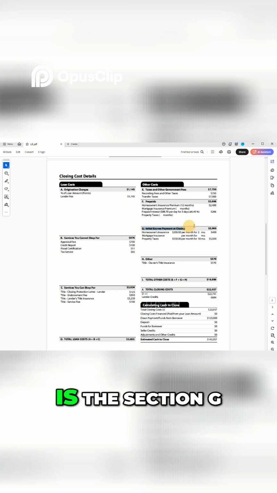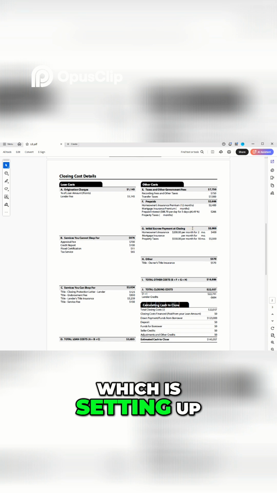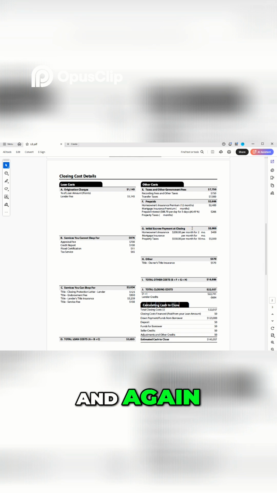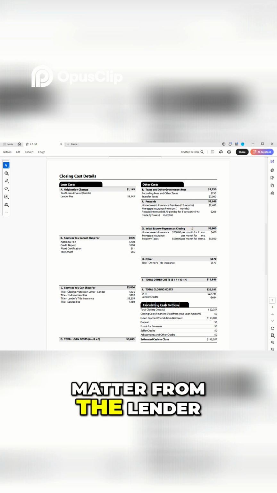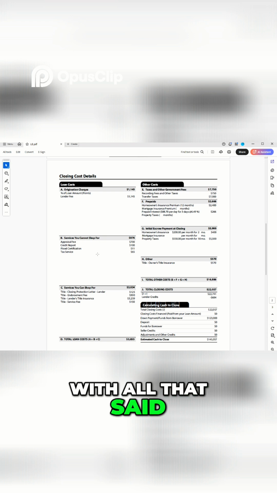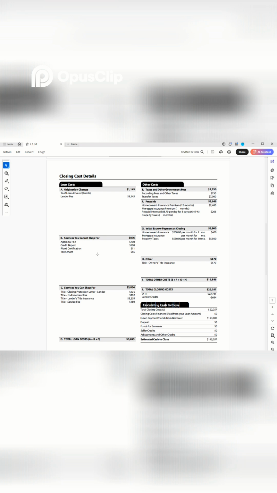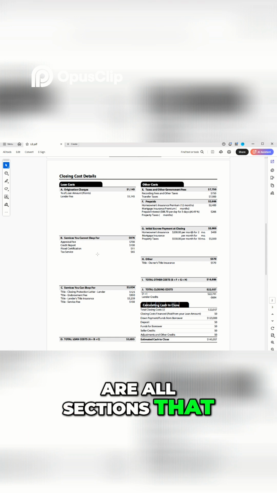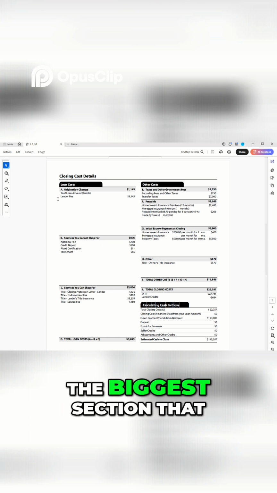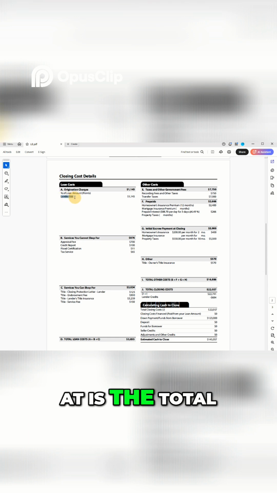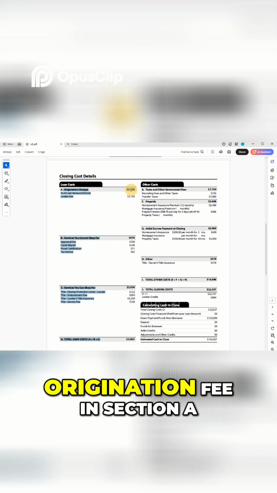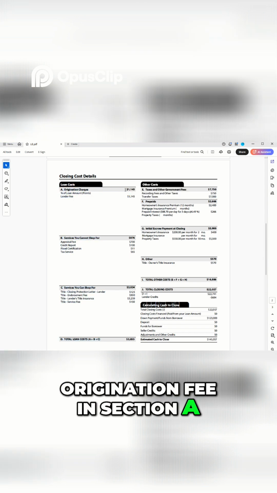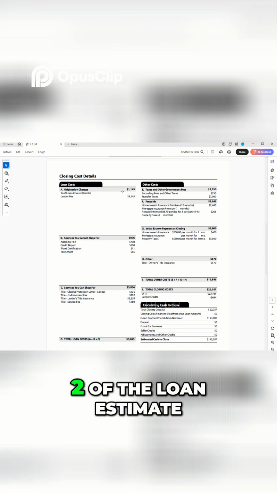And then finally is Section G, which is setting up the escrow account. And again, escrow accounts really don't matter from lender to lender. So with all that said, Sections B, C, E, F, and G are all sections that don't really change from lender to lender. The biggest section that you need to look at is the total origination fee in Section A, which appears on page 2 of the loan estimate.